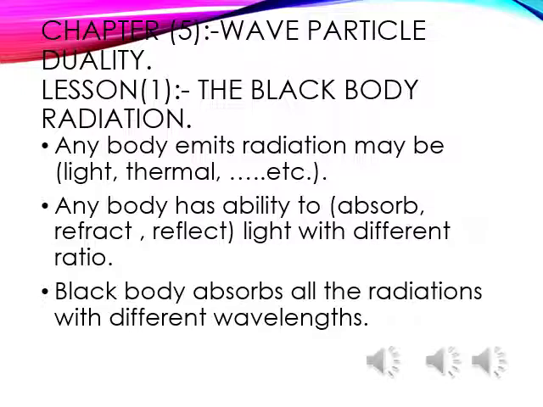From our previous study, we know that any body emits radiation, maybe light, thermal, and so on. Any body has the ability to absorb, reflect, and refract light with different ratios. A black body absorbs all the radiations with different wavelengths. Classical physicists deal with light as a wave, which has features like refraction, reflection, diffraction, interference, and propagates in space with a high speed equal to 3 times 10 power 8 meters per second.